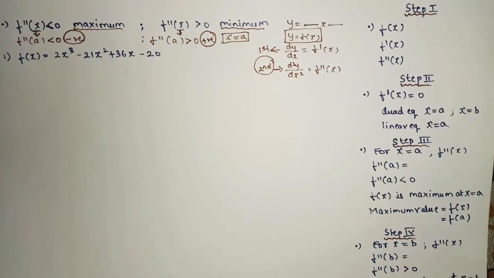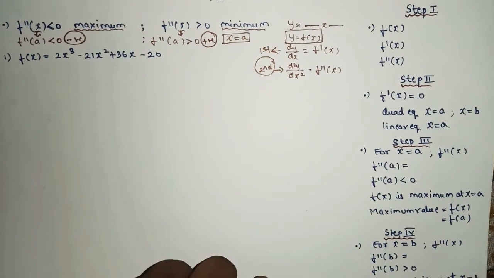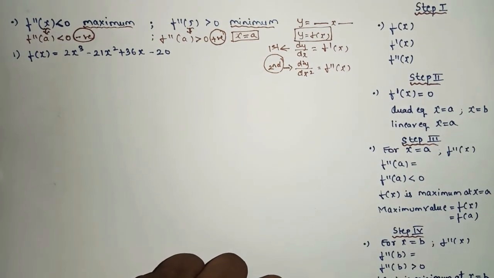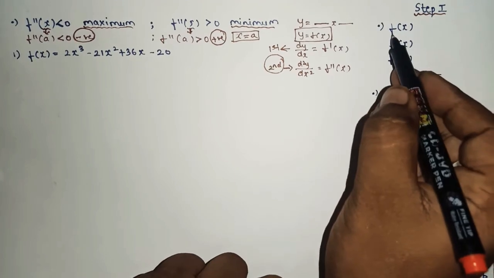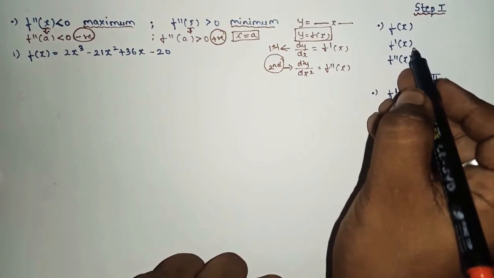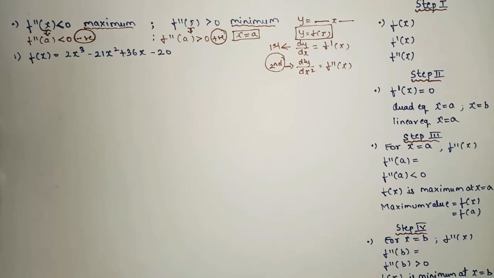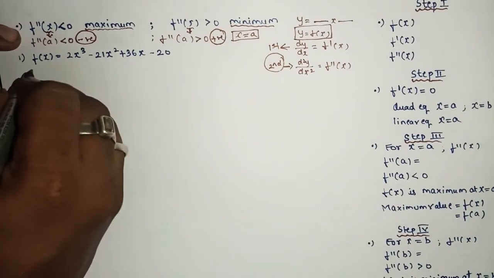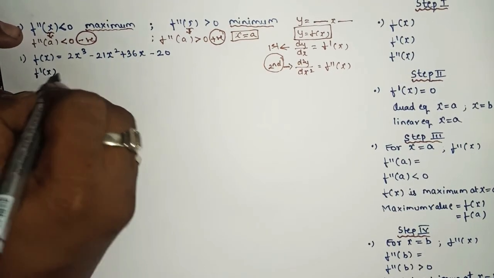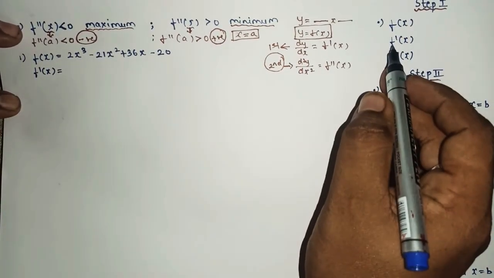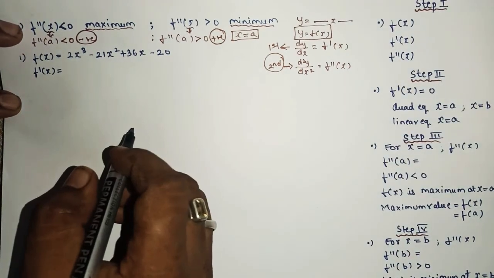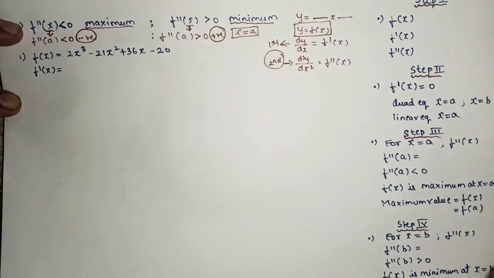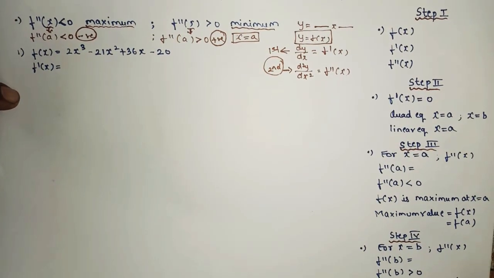Okay, so let's move on to the concept now. So what is the concept? As I told, you have to follow these 4 simple steps to find the answer. What is step number 1? You will write f of x, you will find f dash x, you will find f double dash x. So here we have f of x. Now, as per the rule, we have to find the first derivative. f dash x is known as the first derivative, f double dash x is known as the second derivative. Yes or no?